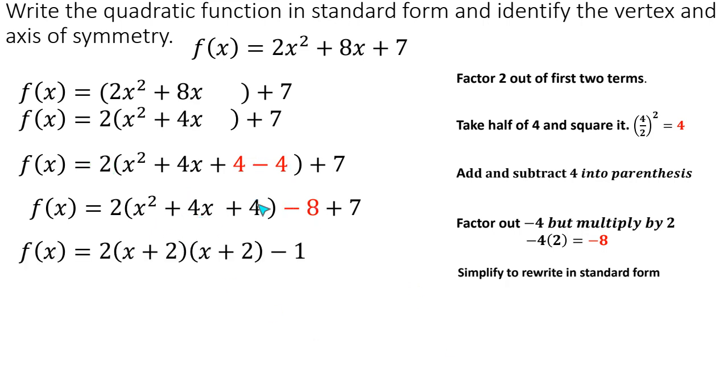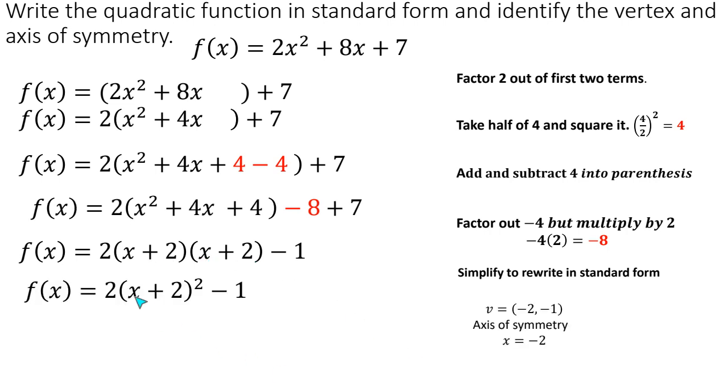So x squared plus 4x plus 4 is going to be x plus 2 times x plus 2, and we can rewrite it as x plus 2 squared. And so this is my equation in standard form. And from this equation, I can take the vertex.